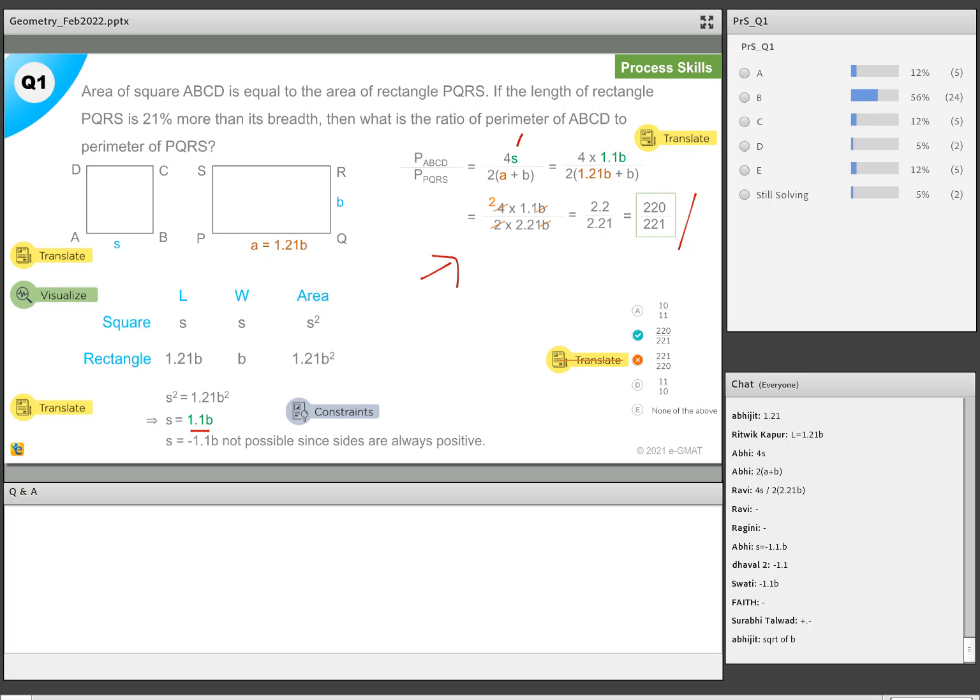So let me broadcast the results because it's very interesting. This was a fairly easy question, but still there's only 56% of us who actually got the correct answer, which is B. Now, for those of us who did not get the correct answer, can you tell me where you faltered? Let's understand that as well. What is it that you are not able to do? Where did you go wrong?